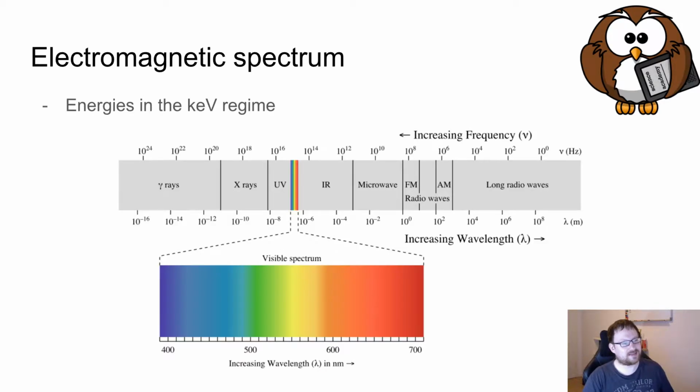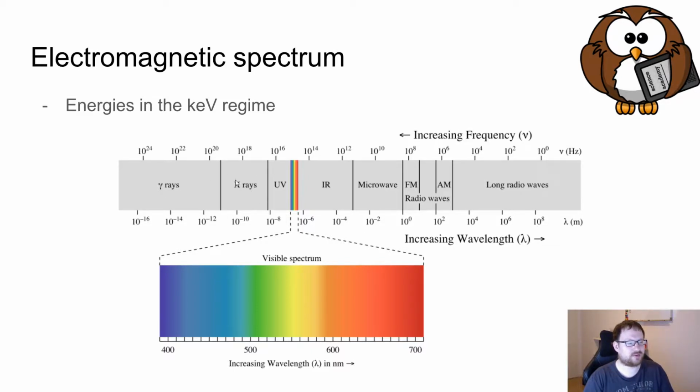So let's start with the classification of X-rays in the electromagnetic spectrum. You probably all know electromagnetic radiation from light, right? What you can see is roughly from 400 to 700, maybe 750 nanometers. This is just a single part of the whole electromagnetic spectrum. And if you go to higher energies, we come from the ultraviolet into the X-ray spectrum.